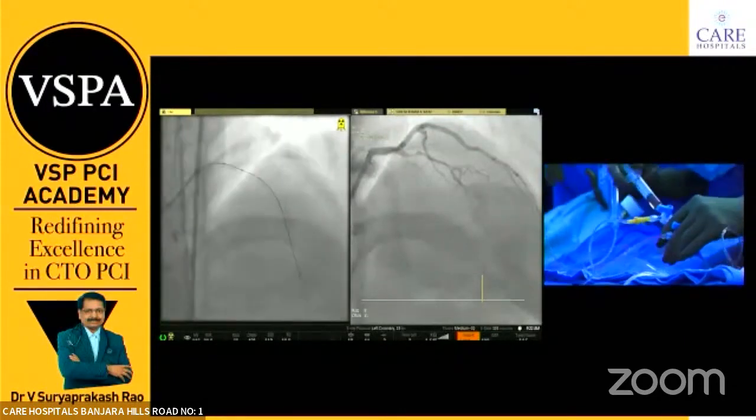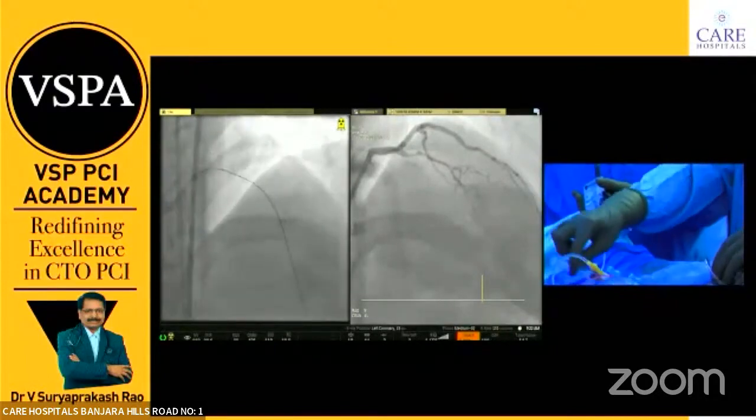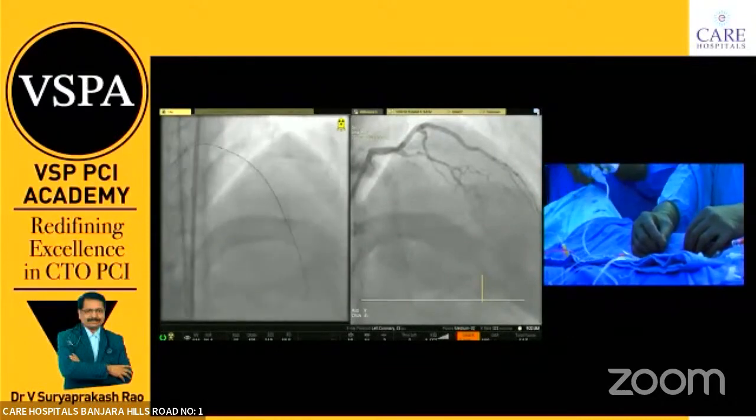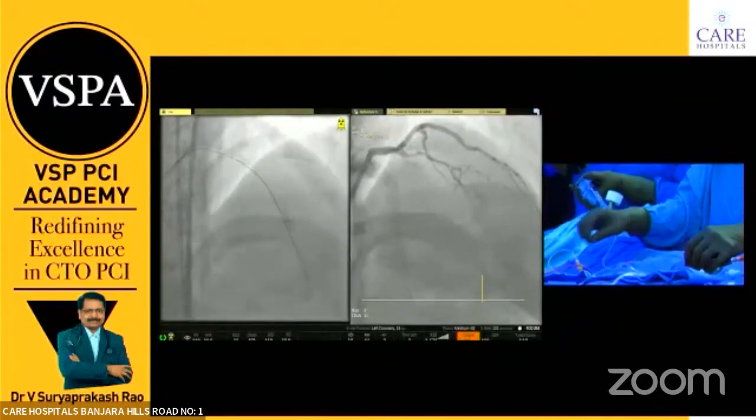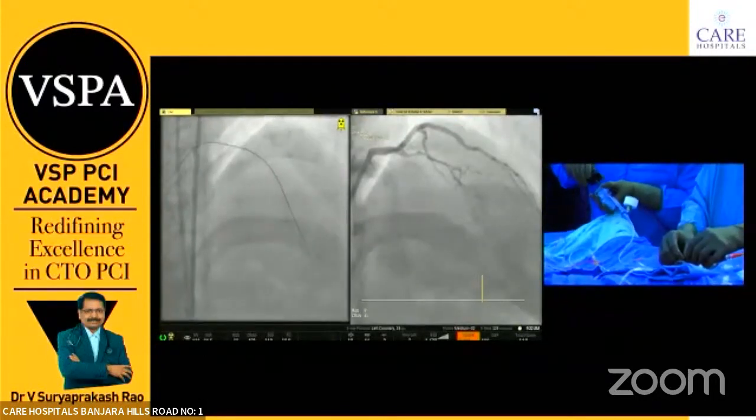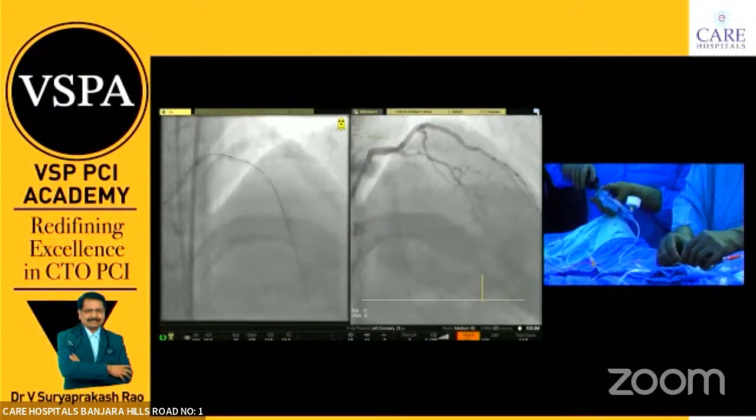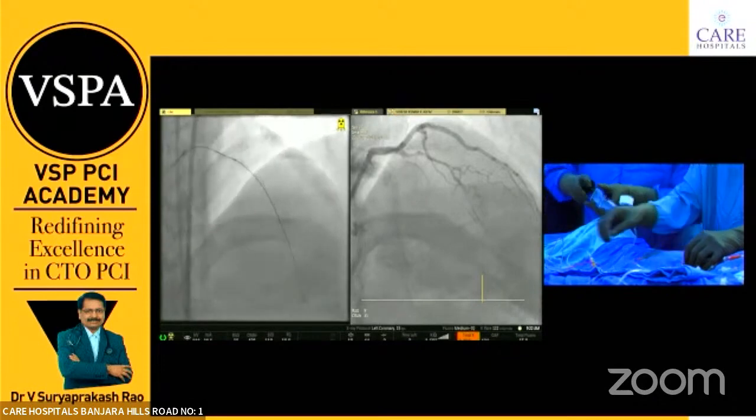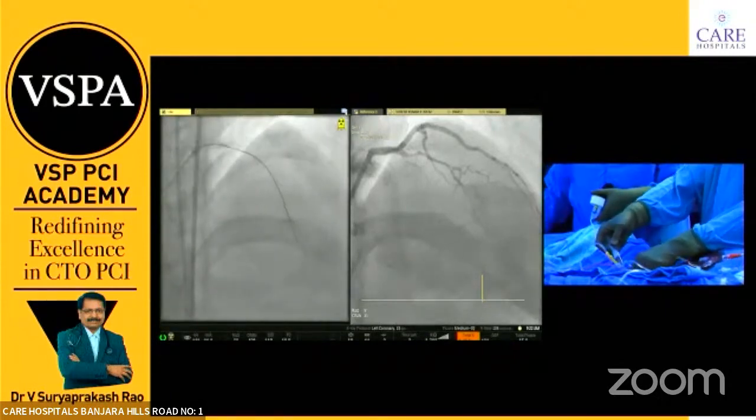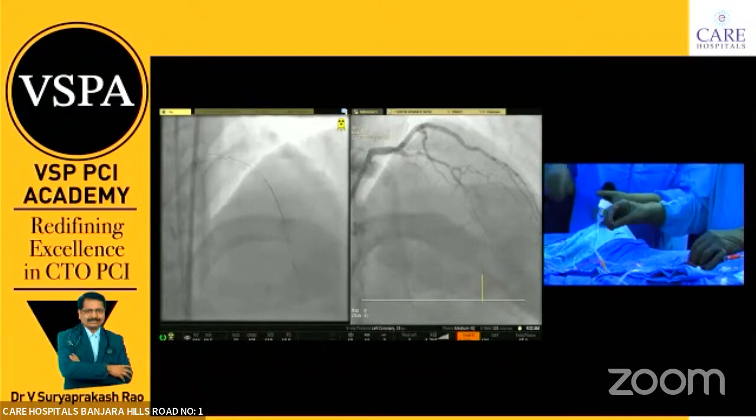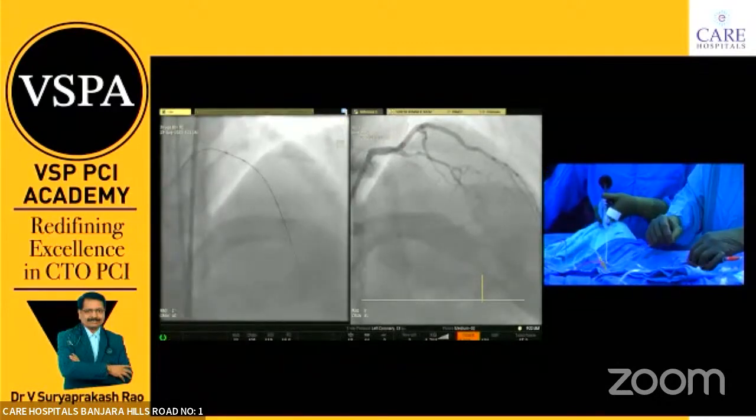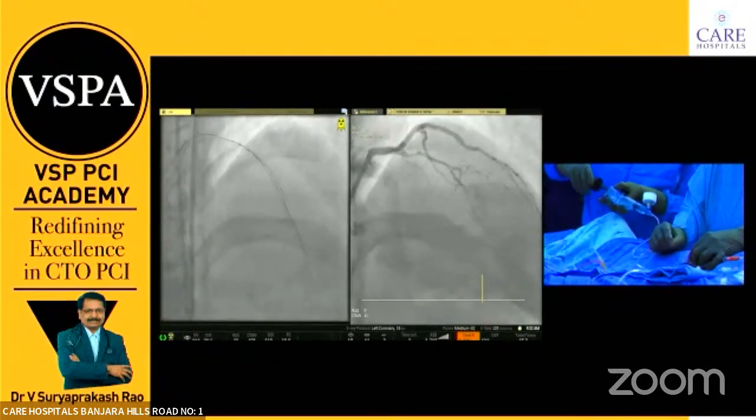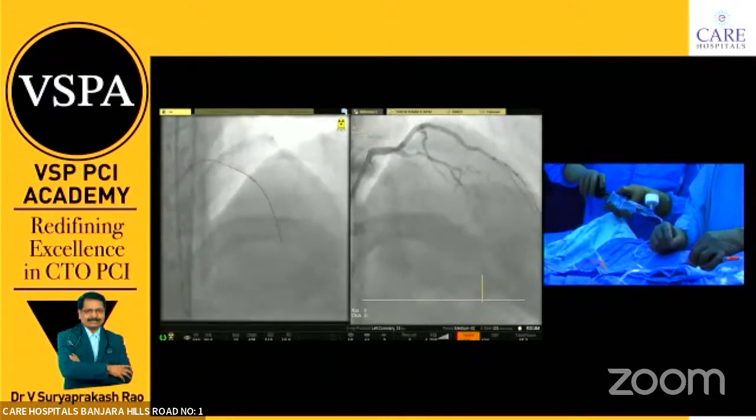I think that is enough. Change. Very hard plaque. 10, 12, 12, 14, 14. 16. 12, 14.